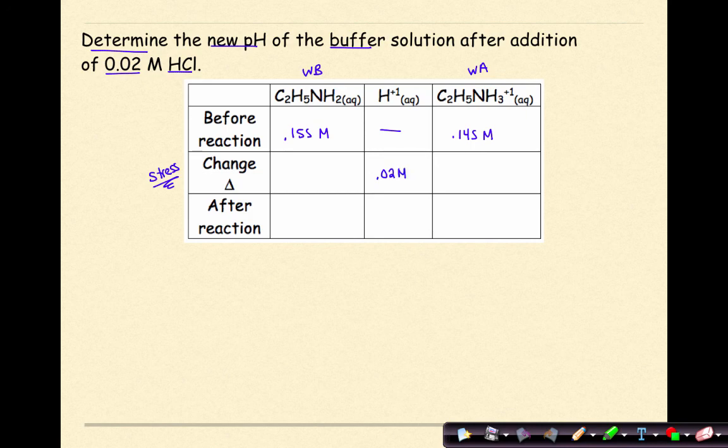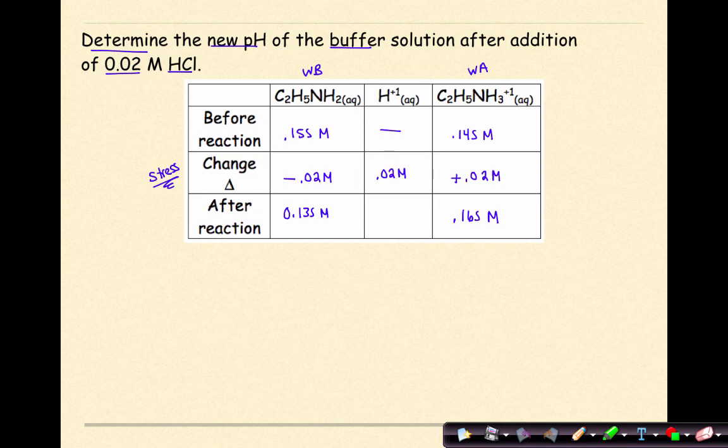What's going to cancel out the hydrogen ions? Well, the weak base is going to do that. So we're going to subtract it from the weak base side, and we're going to add it to the weak acid side, because again, ultimately we know that we're going to use up some of our weak base in order to neutralize the incoming hydrogen ions, but as a result of using up some of the weak base, some of the weak acid will be formed. So that means a total of 0.165 molar weak acid will be formed, and a total of 0.135 molar of weak base will be remaining.